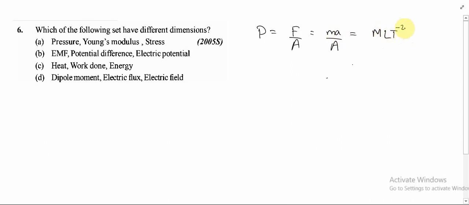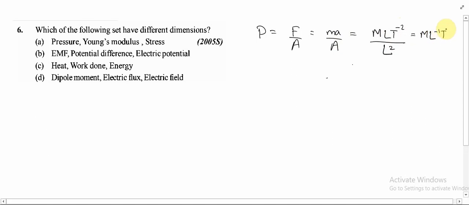So this will be L T power minus 2 by the area, which is L square. Okay, so this will be M L raised to minus 1 T power minus 2. Just cancel the L here. Now M L raised to minus 1 T power minus 2, that is the dimension for pressure.